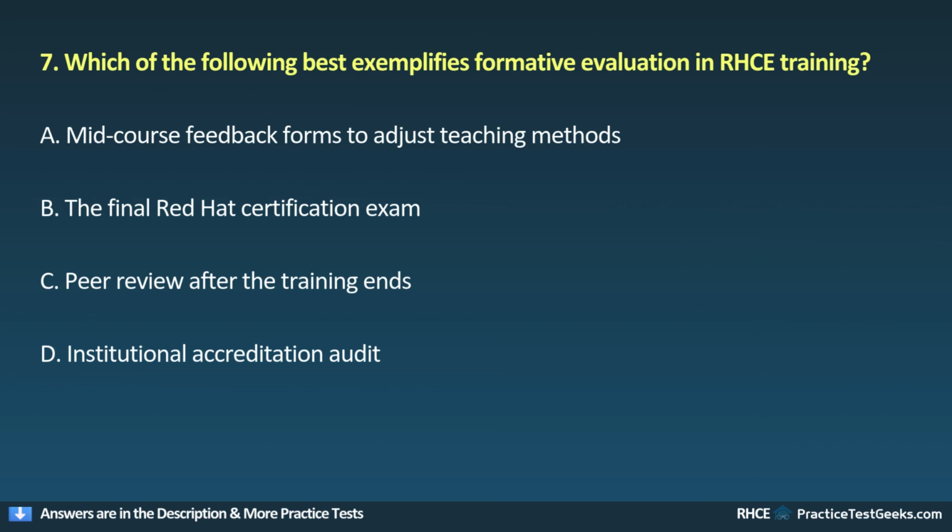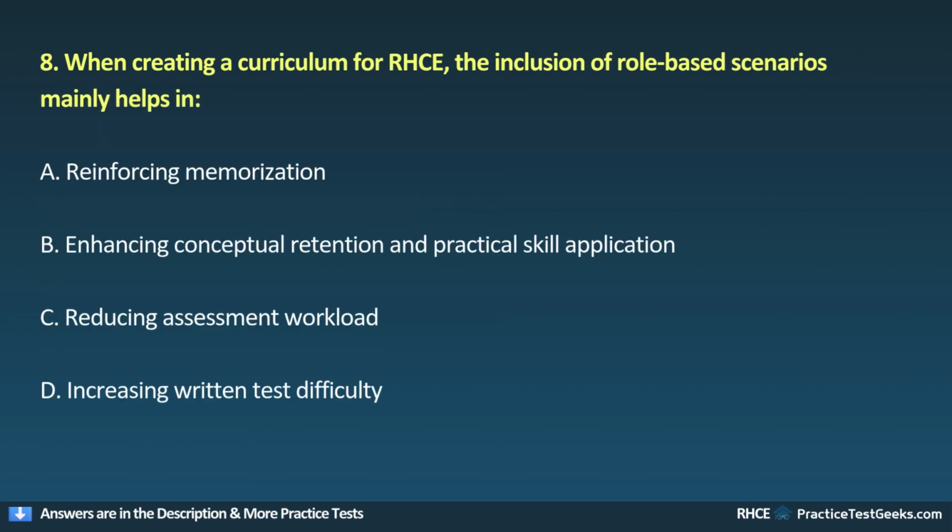7. Which of the following best exemplifies formative evaluation in RHCE training? A. Mid-course feedback forms to adjust teaching methods. B. The final Red Hat certification exam. C. Peer review after the training ends. D. Institutional accreditation audit.